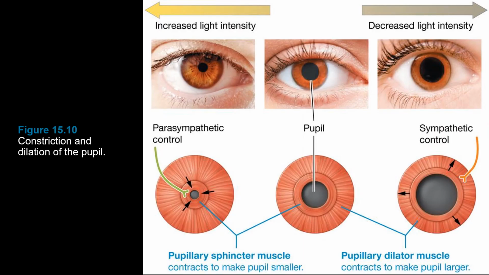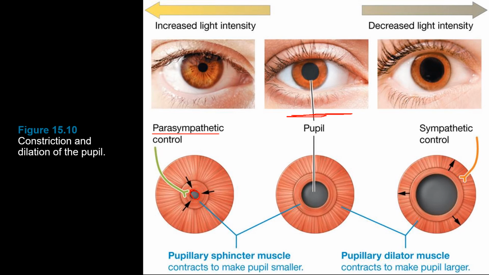So this shows you exactly what I was referring to when I said how the pupil dilates and constricts. Under parasympathetic control, right, these pupillary sphincter muscles are going to constrict and make your pupil smaller. Let's say this is normal, this is our baseline here. Well, when the parasympathetic control kicks in, it's going to close that sphincter and constrict the pupil.